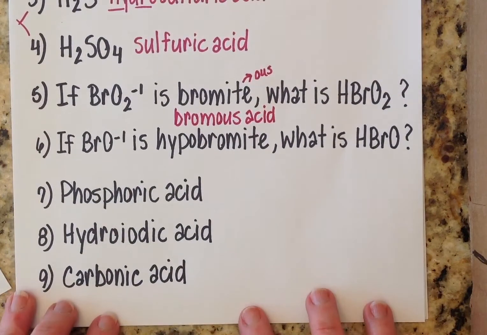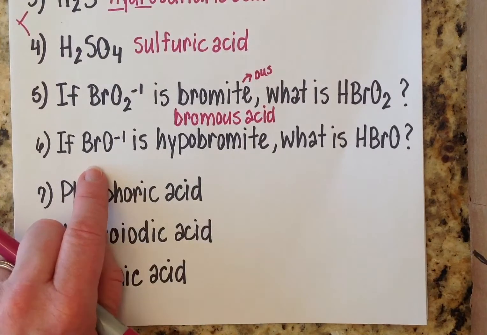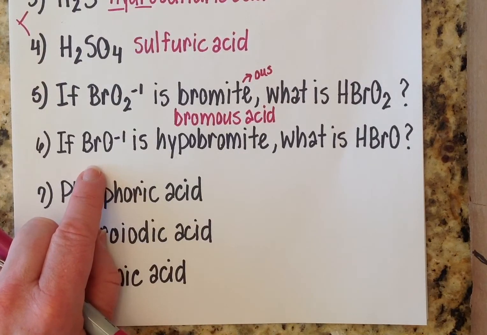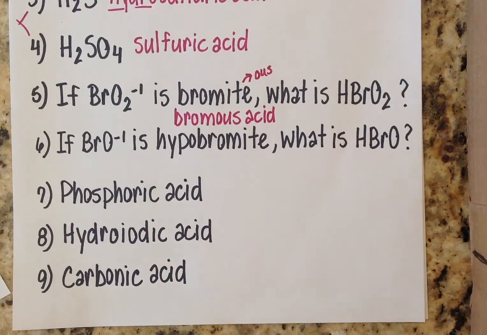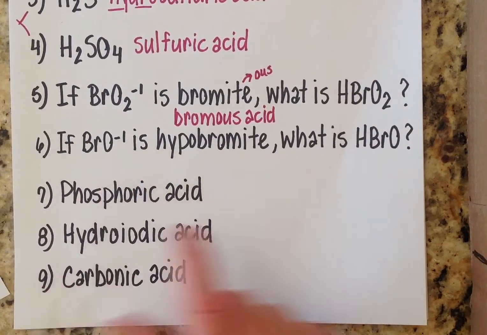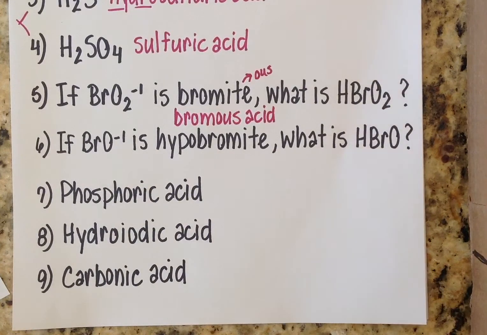Now let's look at number 6. This is another polyatomic ion that I have not required my students to memorize, but I would want them to know how to handle it. So if I were to tell you BrO negative 1 is called hypobromite, what would HBrO be? What's happened is that hydronium has crisscrossed with this and the ones canceled. So this is the resulting formula for that acid.